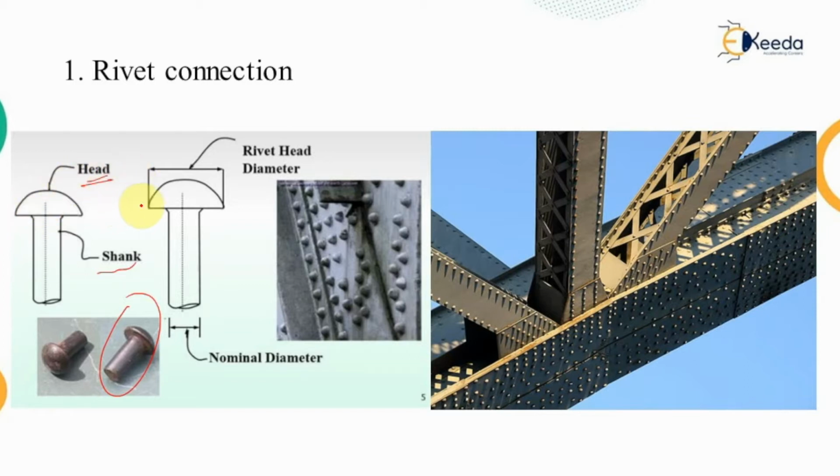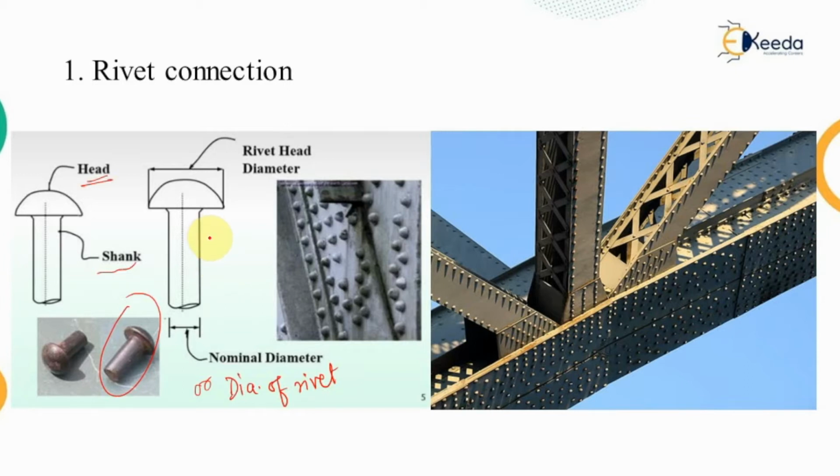And corresponding to these two parts, we have different diameters. The diameter corresponding to the head of the rivet is known as the rivet head diameter, while the diameter corresponding to the shank of the rivet is known as the nominal diameter or the diameter of the rivet, or normally simply the diameter. So it is the diameter of the cylindrical part which is known as the shank.